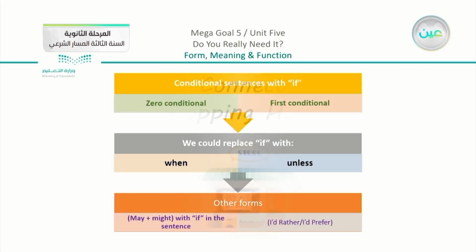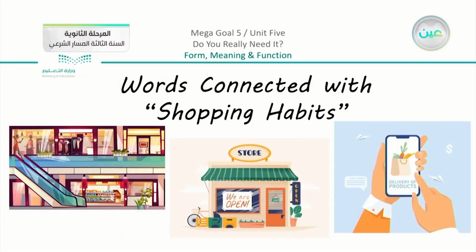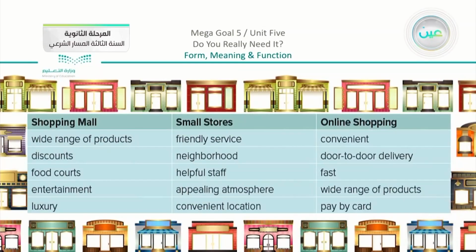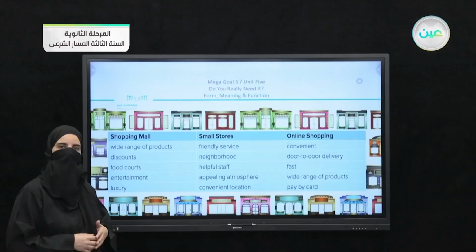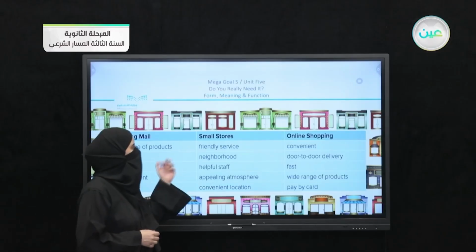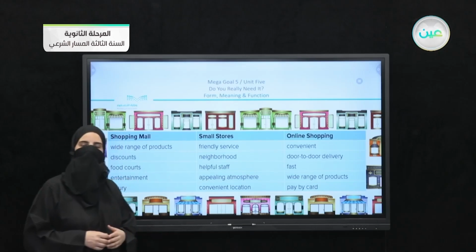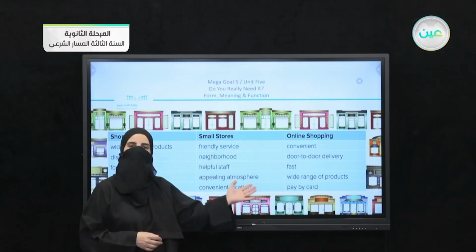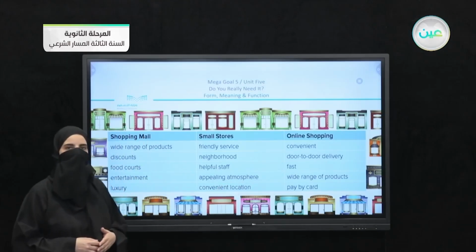Now basically this is what we took in the form, meaning, and function. We also related it with another topic, which we have basically in Unit 5 about shopping, about advertisements. So we have here words connected with shopping habits. Now we took that there were three types of shopping. We have here the shopping mall and all the words connected. We do have also the small stores and also we have different words. And we did mention something about online shopping and also the words connected with online shopping.